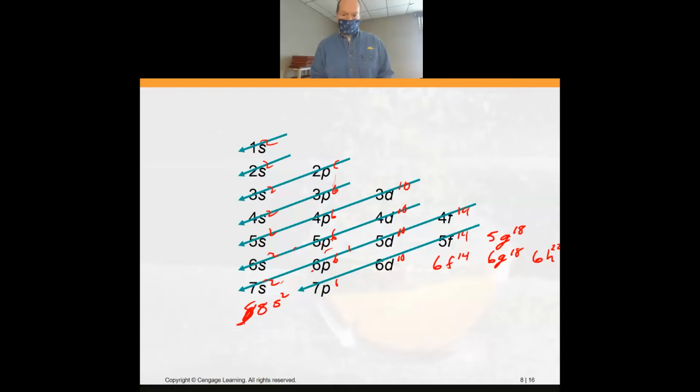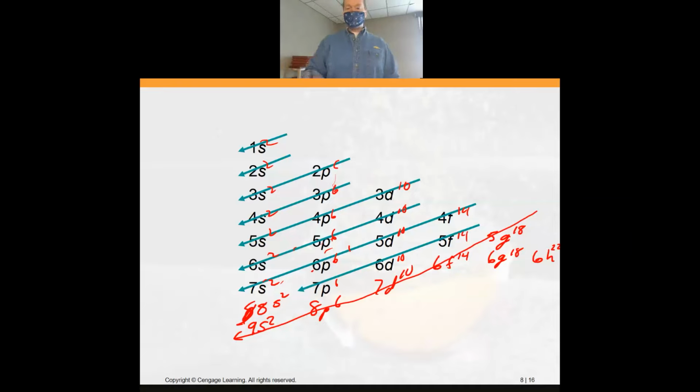All right. So after your 8s2, you would then fill your 5g18, then your 6f14, then your 7d10, then your 8p6, and then your 9s2. And that should do it for any extra credit problems, which would be to give the electron configuration of futuristic element 150. You would have to get to 150. This one will get you up to about 118. So you would have to keep going to get to 150.